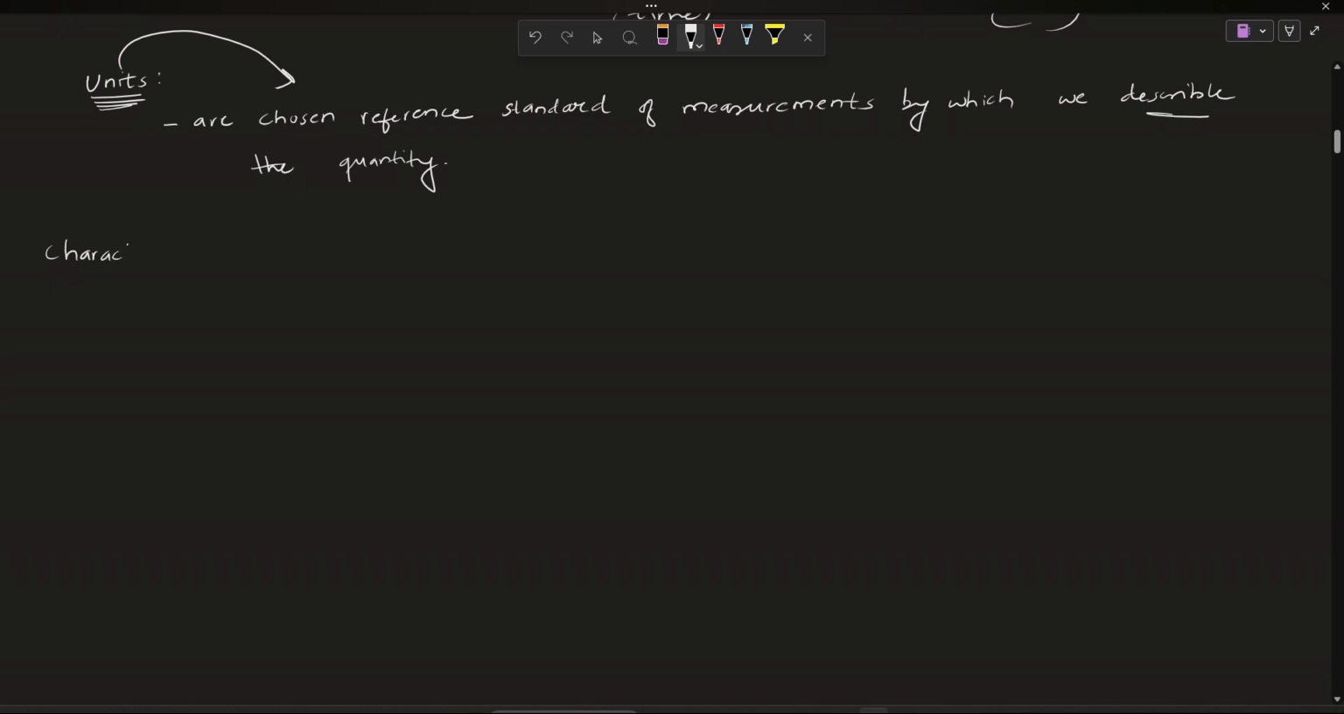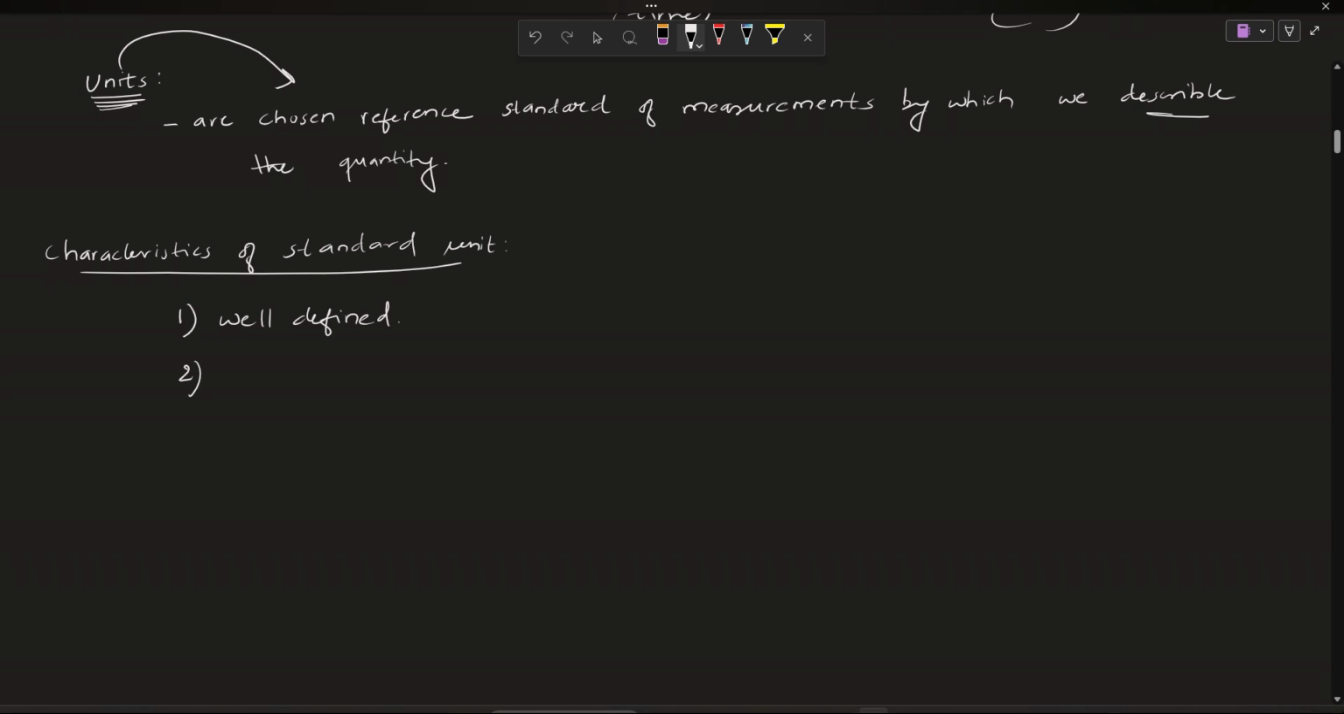So there are some characteristics of a standard unit. एक स्टैंडर्ड यूनिट का कुछ कैरेक्टरिस्टिक्स होना चाहिए. Like the first thing, it should be well defined. Matlab, we are talking about 1 kg, it should be well defined that okay, this is 1 kg. It cannot be like more at some places, less at some places. Everyone cannot have their own interpretation of 1 kg. It should be standardized.